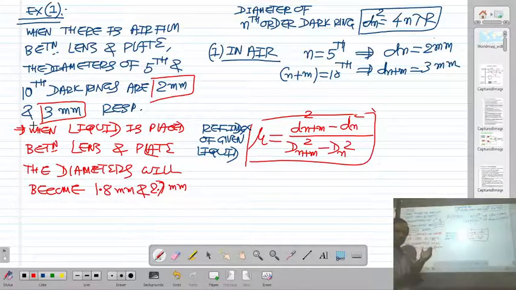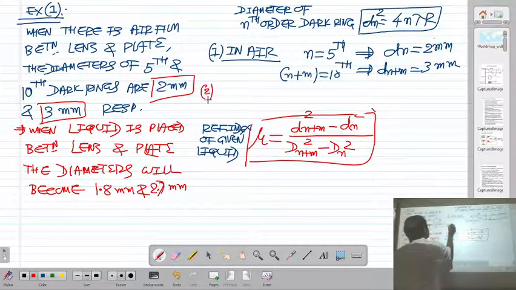So the diameter of the rings in liquid will decrease. In air the diameter of the fifth ring was 2 mm, and in liquid the diameter of the fifth ring is 1.8 mm. In air the diameter of the 10th ring was 3 mm, and in liquid the diameter of the 10th ring is 2.7 mm.